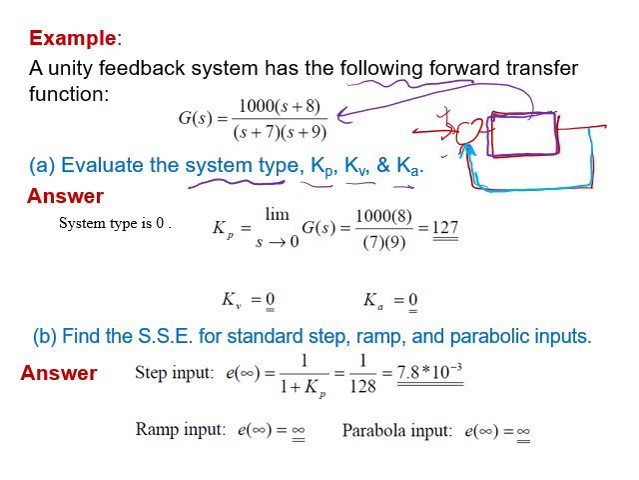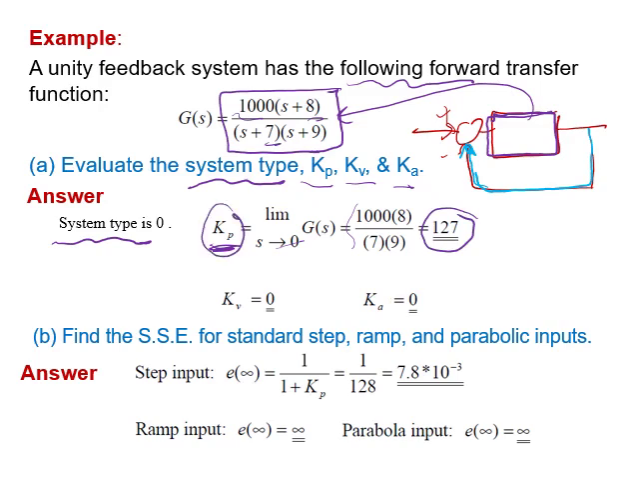First of all, I will look at the number of integrators available here. How many integrators? 0, no integrator. That means the system is type 0. When the system is type 0, I'm expecting Kp to be finite, and I'm expecting the error due to step to be finite. Let us start with the constant. When I calculate Kp, it's finite, so we will apply the limit. The limit of G(s) equals 1000 times 8 over 7 times 9, which equals 127. So you see, Kp equals a finite value.